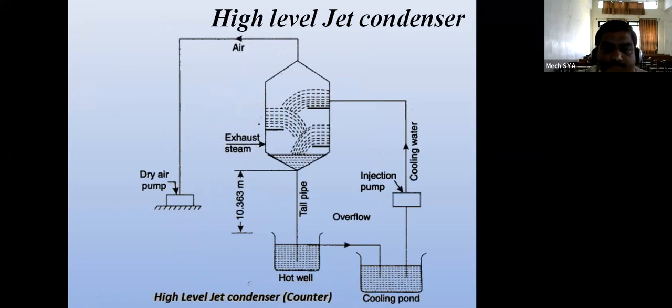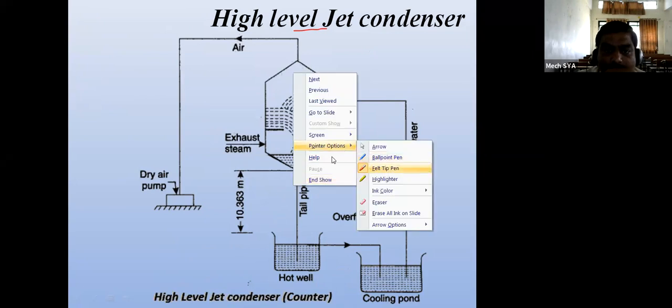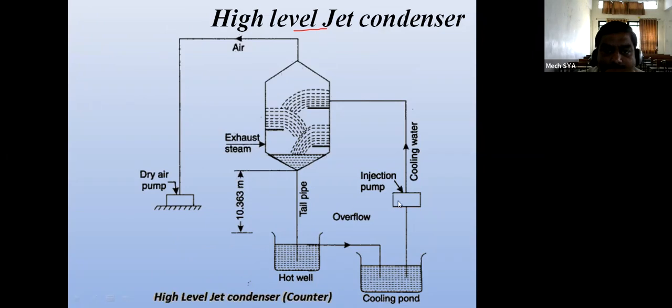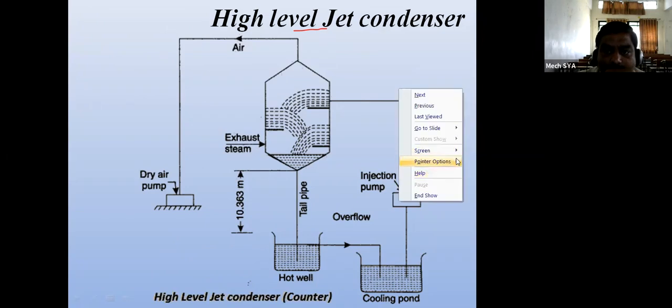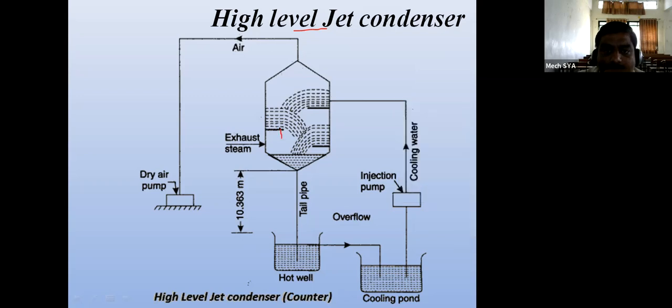It is called the high level jet condenser, and it is counterflow. Here we have to identify the counterflow: steam is flowing in the upward direction and cooling water is flowing in the downward direction. Therefore, it is called counterflow. Now, why is it called a high level jet condenser?